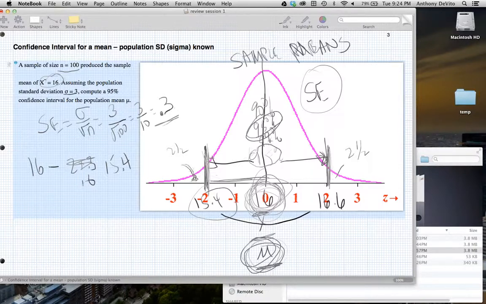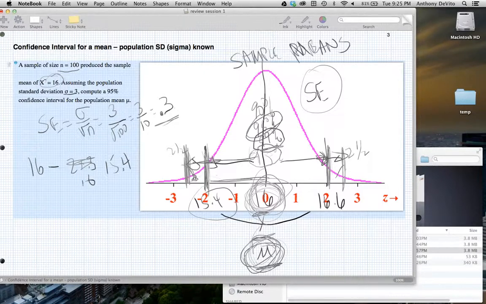Well, if I want to be more confident that I captured the real range for the mean, or the actual mean, I'm going to move these sticks further out, right? Because then I have a wider net to grab the mean. So I'm more confident that I'm going to get this right. So that's a 99% confidence interval.